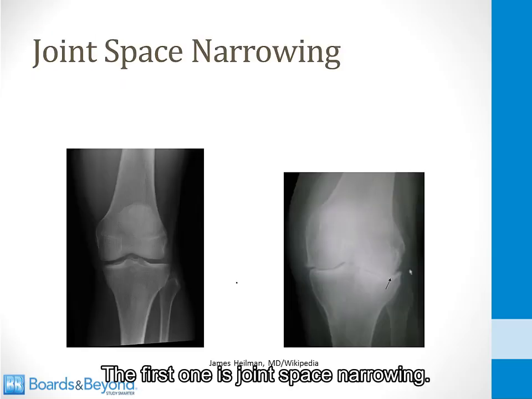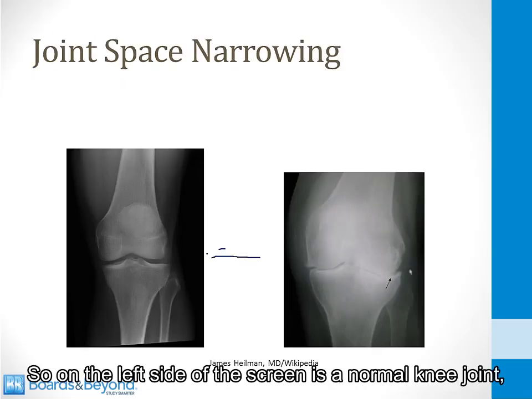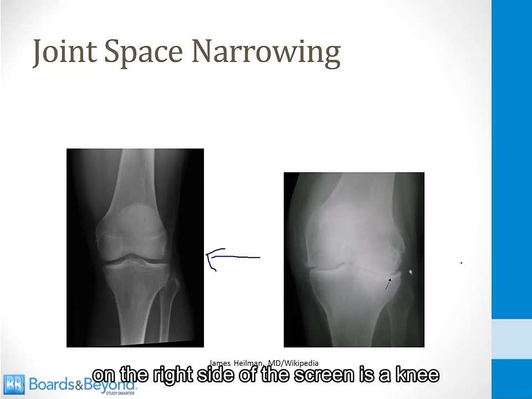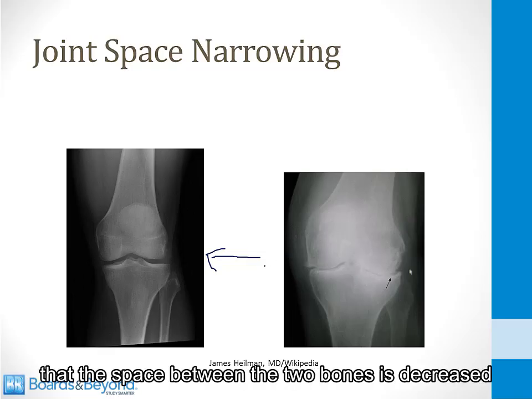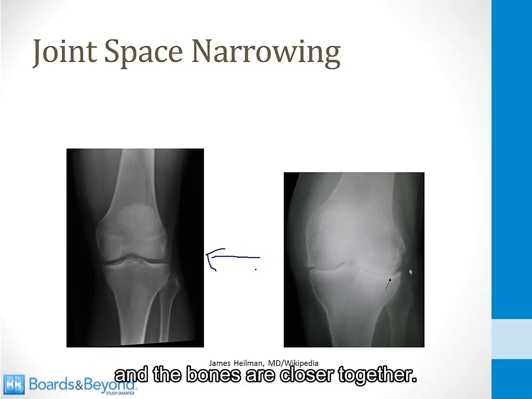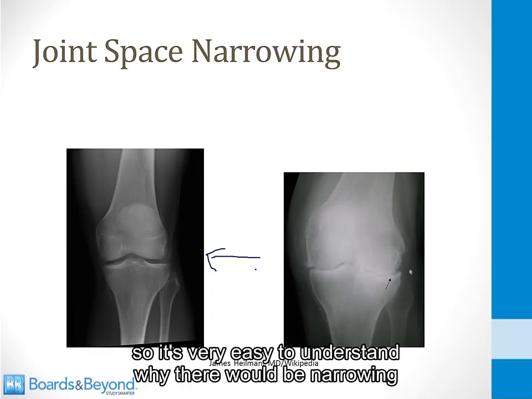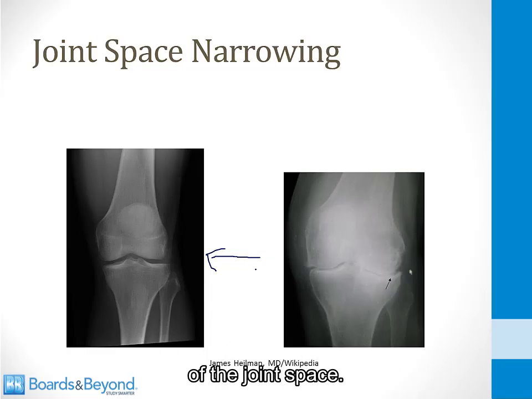The first one is joint space narrowing. So on the left side of the screen is a normal knee joint. On the right side of the screen is a knee in a patient with osteoarthritis, and it's very easy to see that the space between the two bones is decreased and the bones are closer together. And like I told you before, the hyaline cartilage gets destroyed and you have bone on top of bone, so it's very easy to understand why there would be narrowing of the joint space.